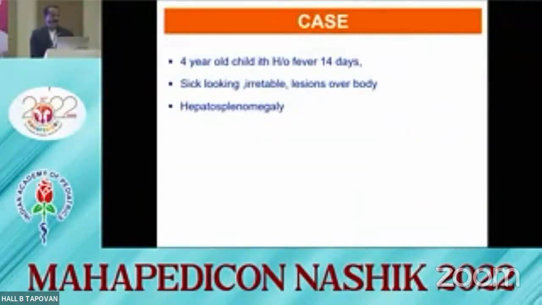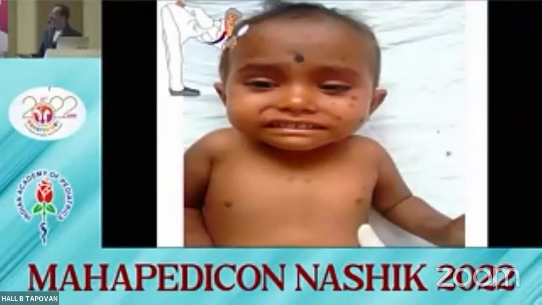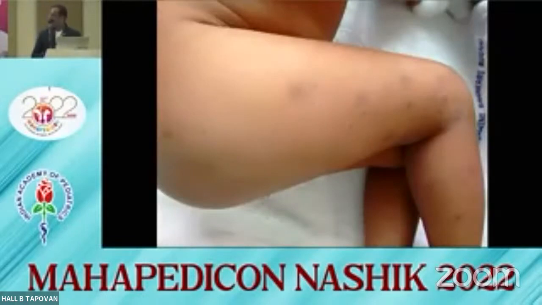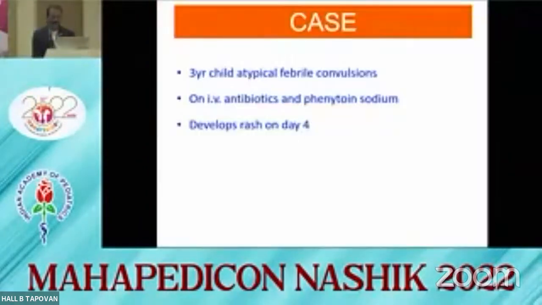This is a 4-year-old child, history of fever for 14 days. Sick looking, irritable, hepatosplenomegaly. What is your diagnosis? And these lesions on the body. 2 weeks fever, hepatosplenomegaly. ITP, leukemia, yeah. Okay. So this turned out to be ALL.